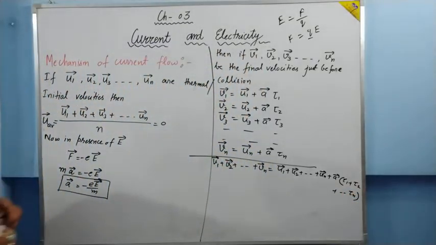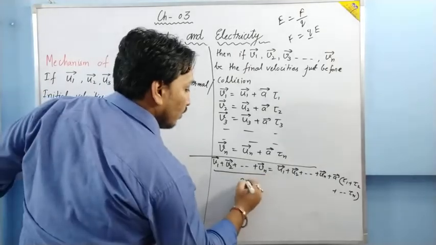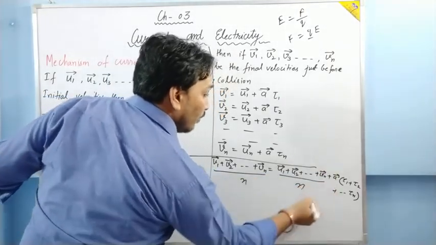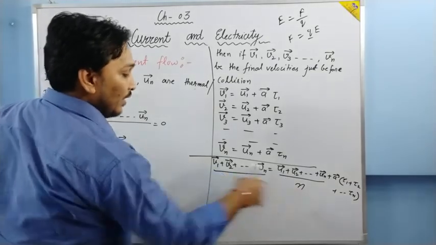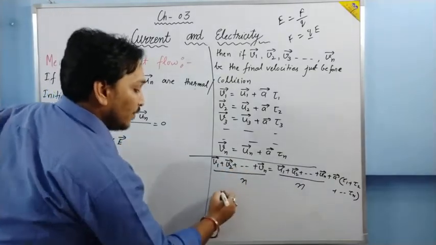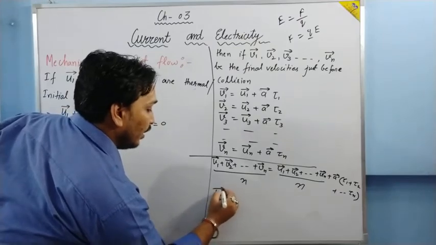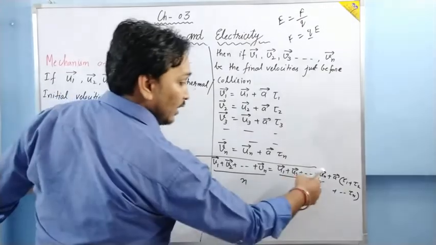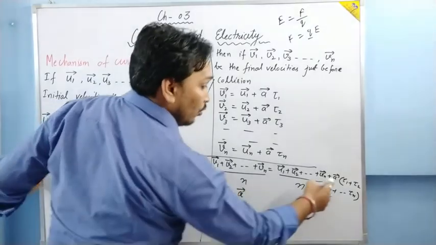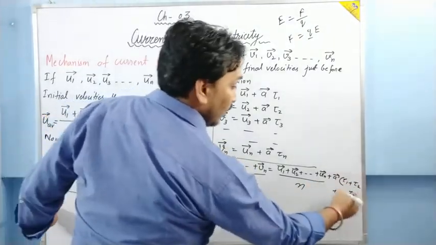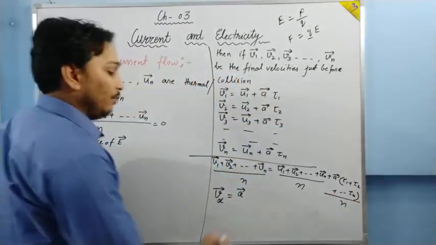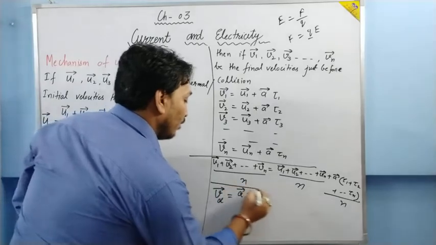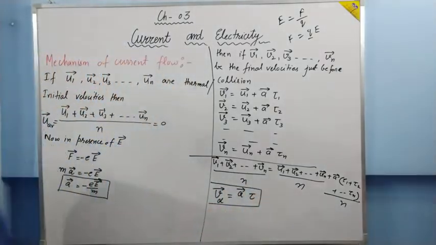Okay. Now what am I going to do? I am going to divide it by n. So this whole will become u average, and its value is 0. This v1 plus v2 plus vn, we can write as drift velocity vd vector, and it can be written as a vector into tau 1 plus tau 2 plus so on, upon n. It will be the relaxation time, or the average time between two collisions. So this is what we have got: vd vector is equal to a vector into tau.